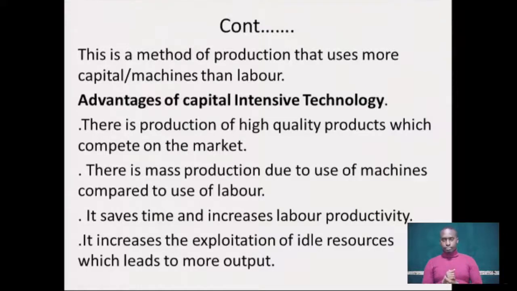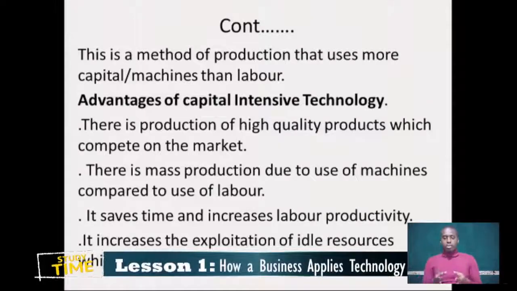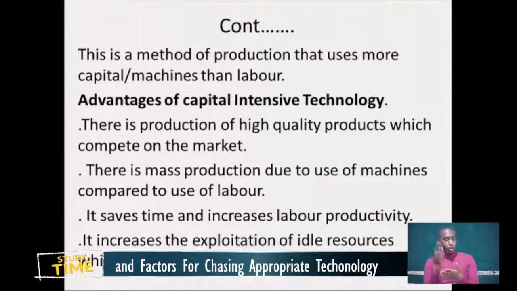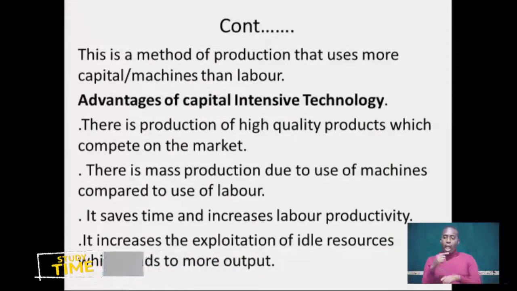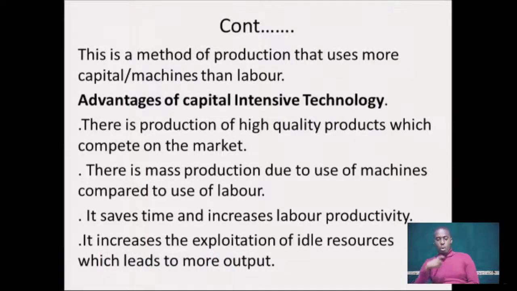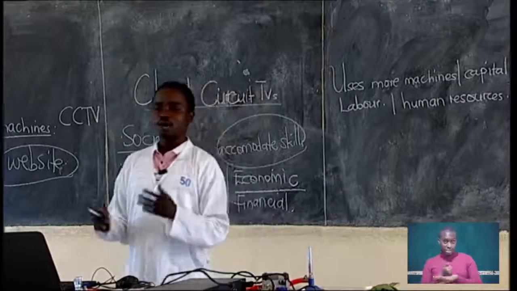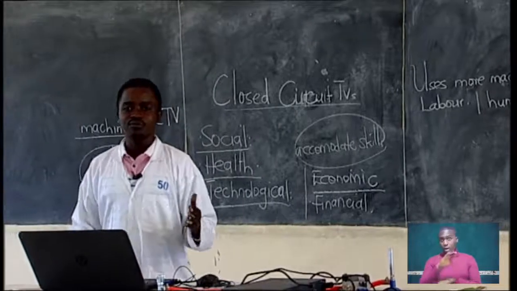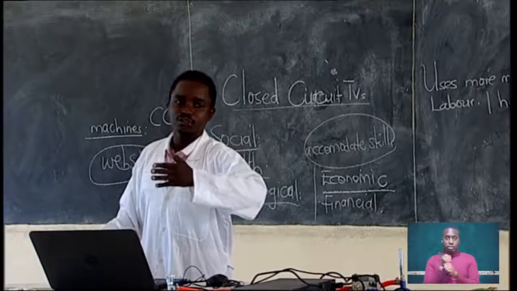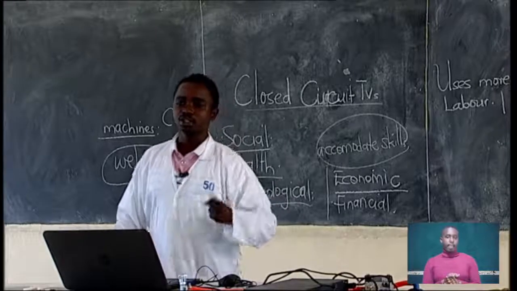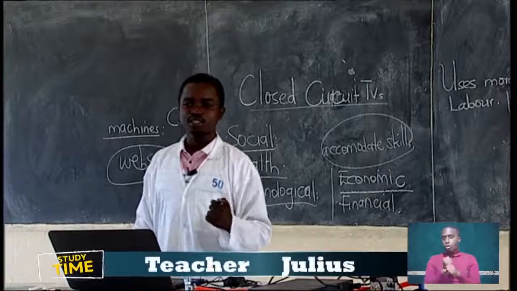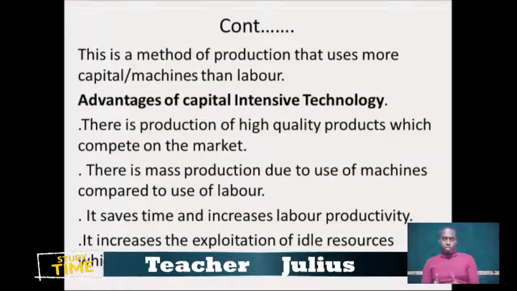Then we can talk about mass production. Mass production, that is more quantity of goods and services are produced due to the use of machines. You all know that machines may operate for longer hours than human beings. Human beings, you may work for 6 hours, you're already tired. But with the machine, once you set it, it may work for many hours. And therefore, the more hours worked, the more production. That's why there is mass production due to use of machines compared to use of labor.